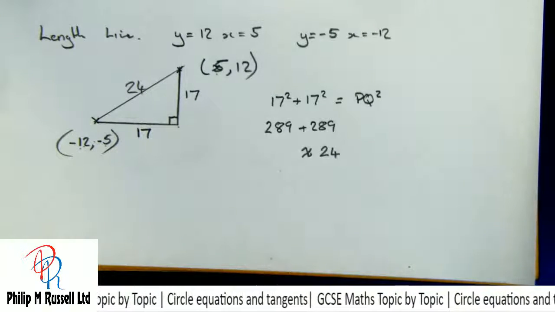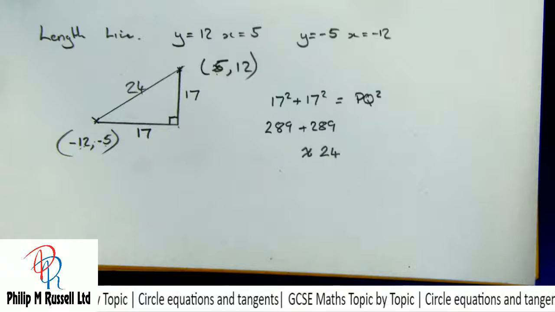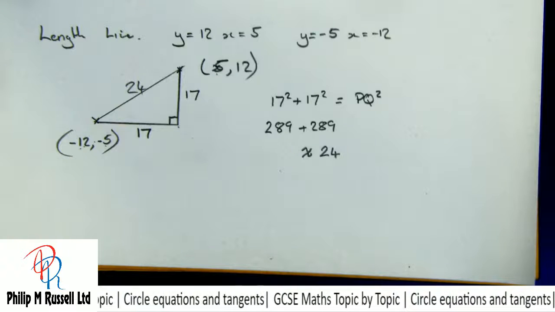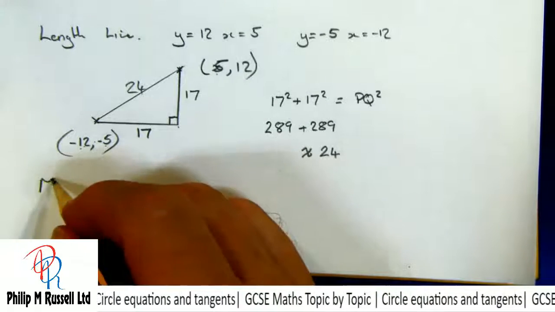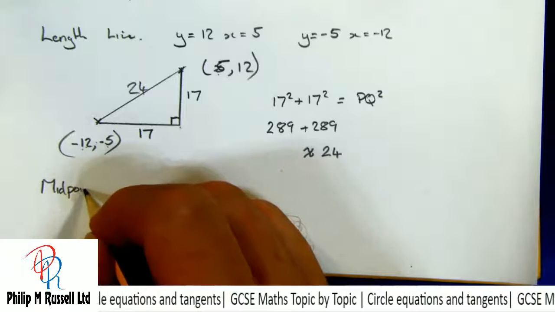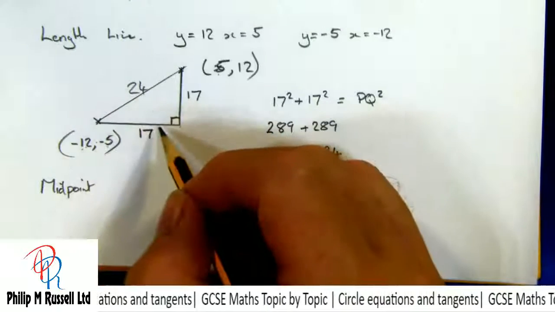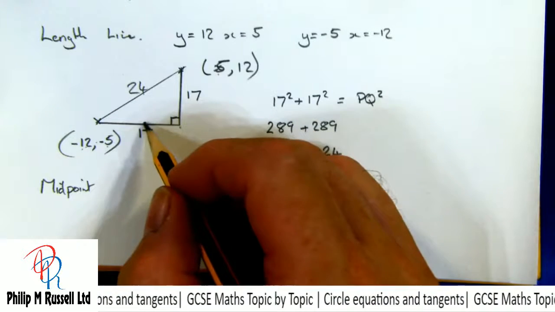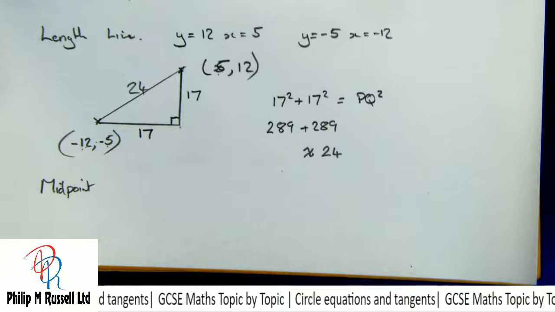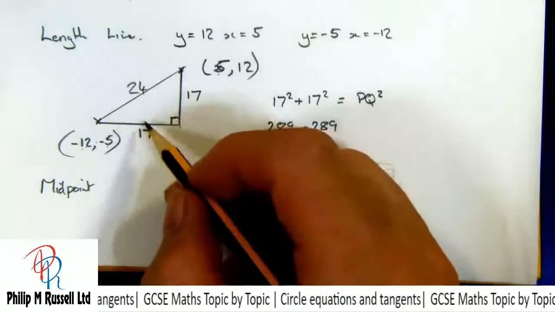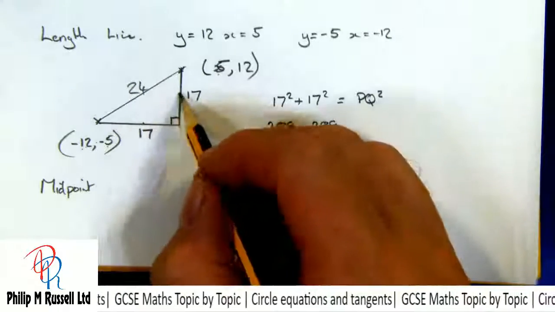What other things could they ask you? Well, typically if they're asking you to work out the length of the line, then sometimes they're going to ask you to work out things like the midpoint. So if I want to work out the midpoint, how do we do that? Well, we've worked out that it's 17 along and 17 up. Halfway is going to be half of 17, which is going to be 8.5 and 8.5.